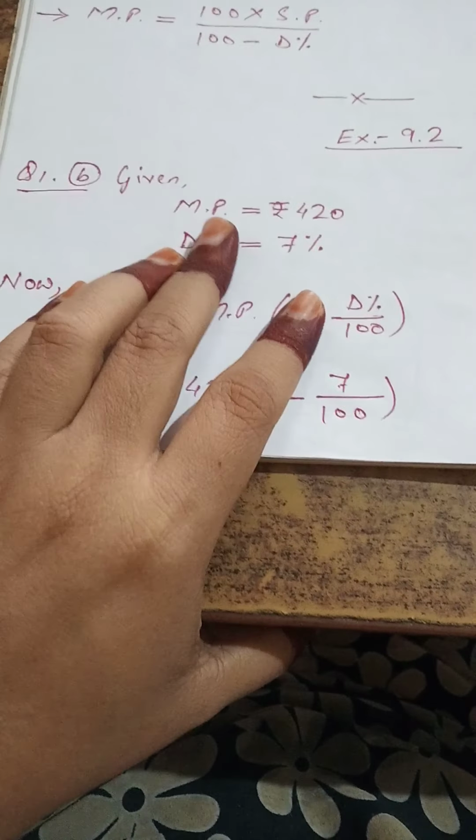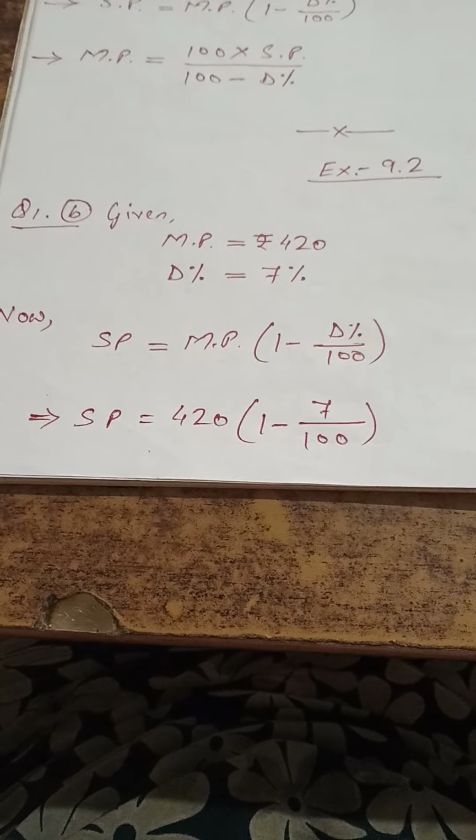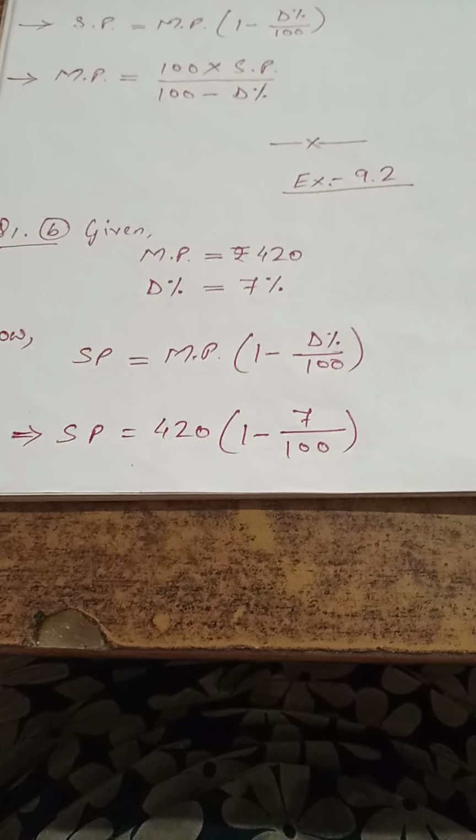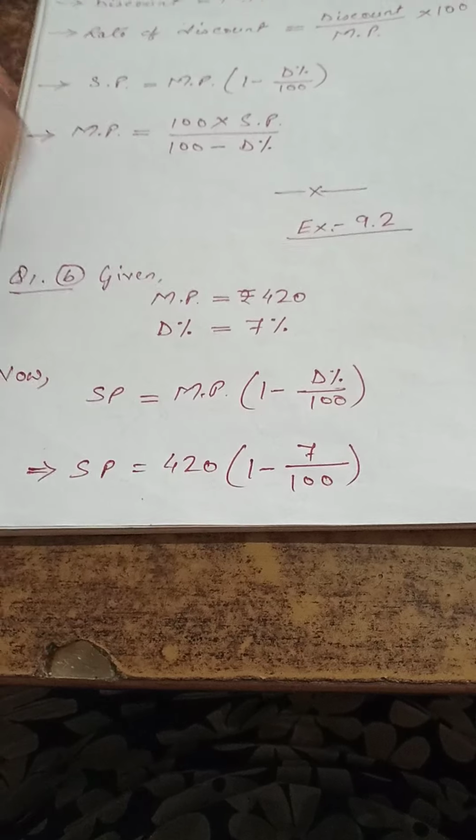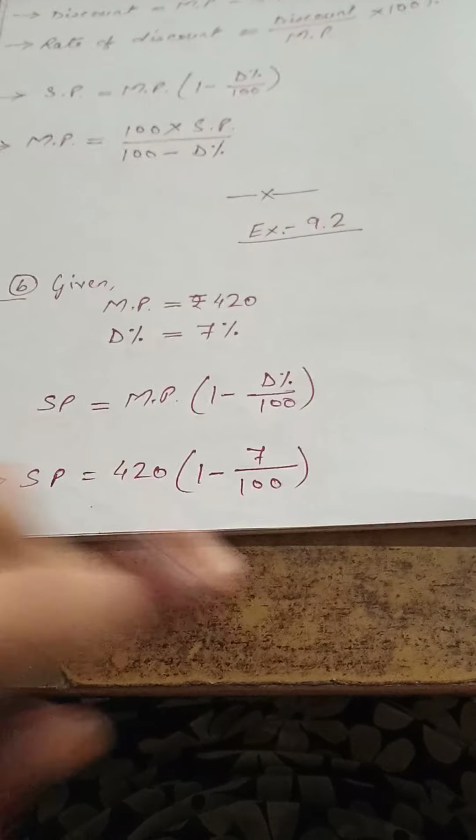You see question number 1, find SP when. So MP and discount percent is given, you need to find out SP. So in part B, you see MP is 420 and discount percent is 7%. So I'll apply this formula. We'll apply this one, SP equals MP into 1 minus discount percent. So we have put all the values.